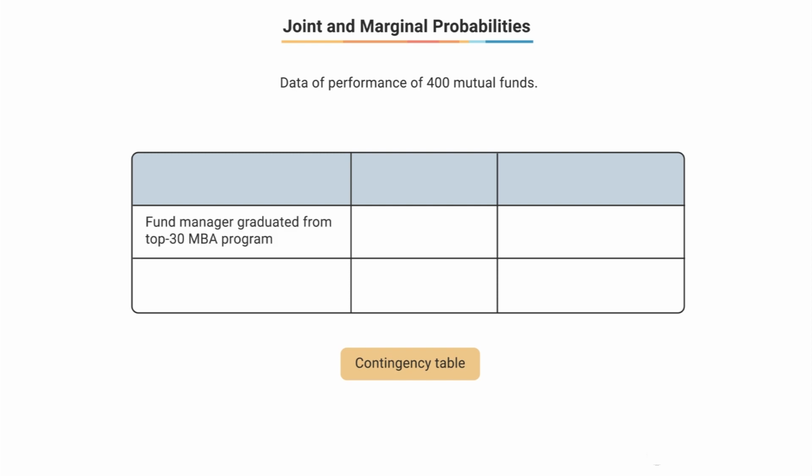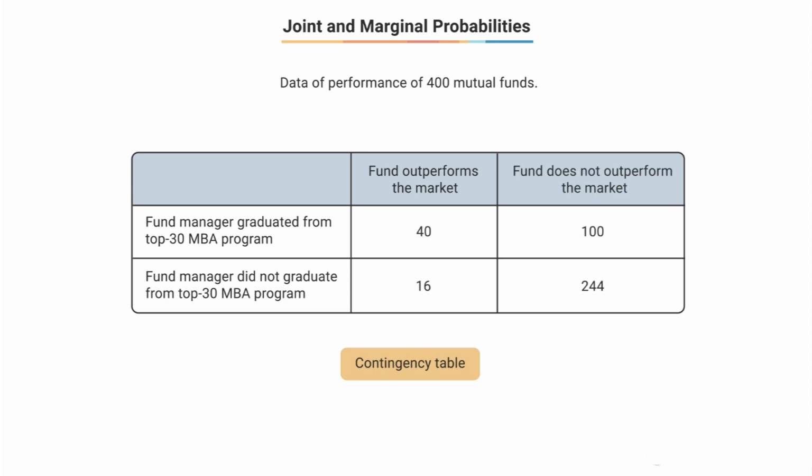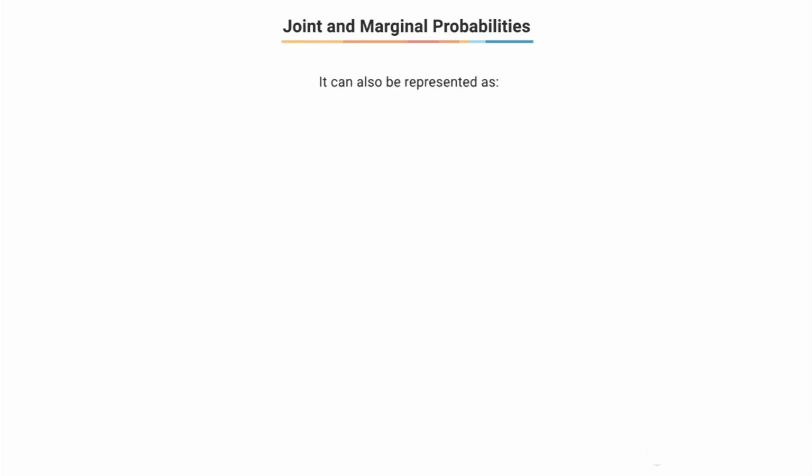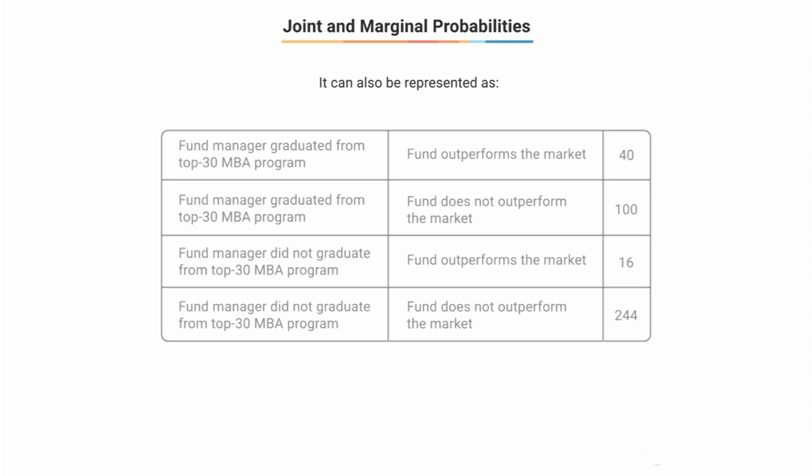On the left margin, we have the fund managers who graduated from a top 30 MBA program and those who did not graduate from the top 30 MBA programs. On the top of the table, we have divided the mutual funds based on whether they have or haven't outperformed the market. This can also be represented in another way as shown here.